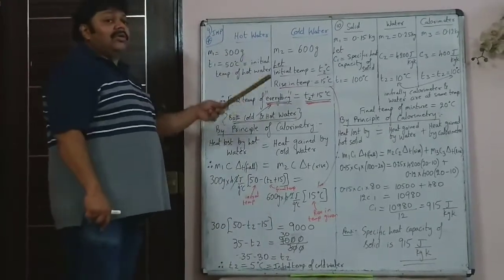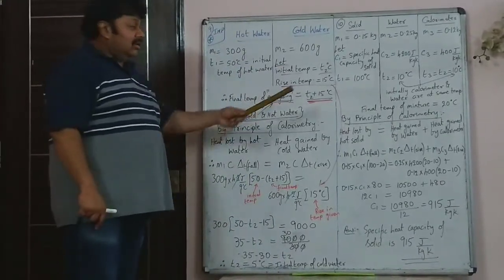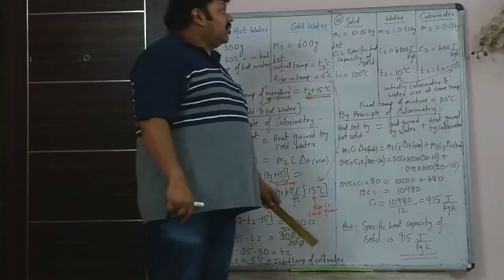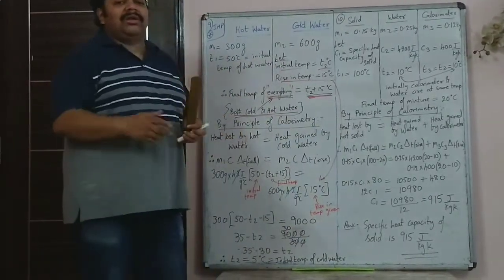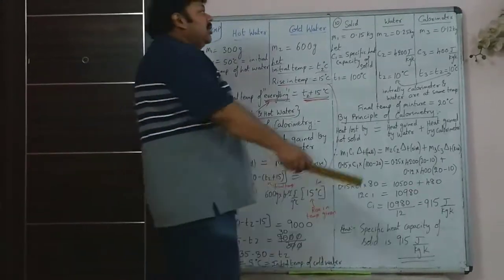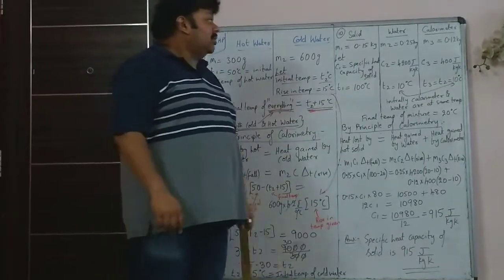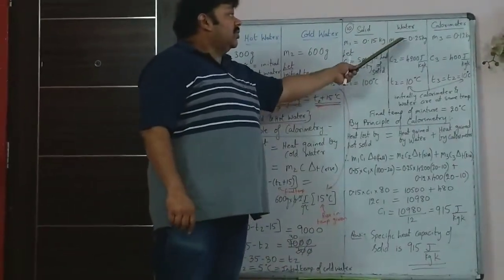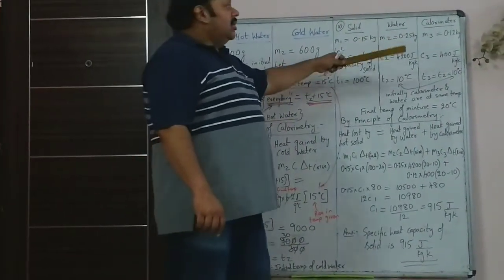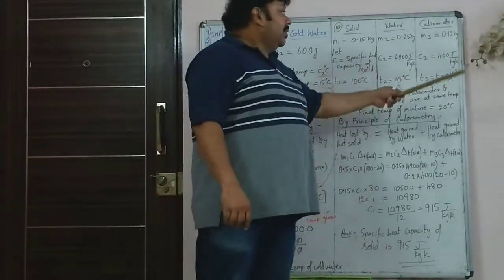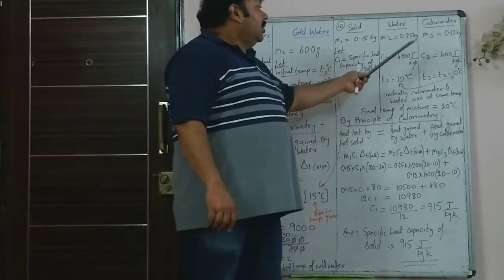Mark it important because you may forget the method if you do not revise. Next we go on to the 10th sum, which is a very simple and standard sum. There are three things. There is a solid which is hot at 100 degrees Celsius. Then that solid is put later inside a calorimeter, but initially inside the calorimeter there was water. Mass of all three are given.